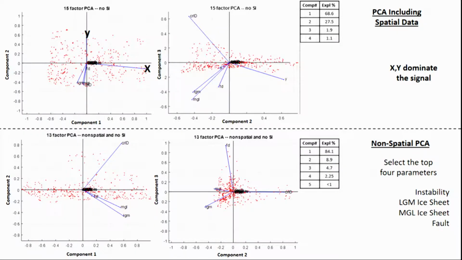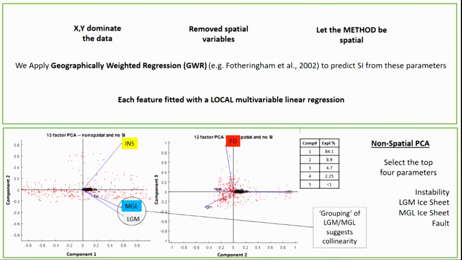We wanted to reduce the data because we had extracted some 17 parameters. So we did a principal component analysis. We noticed that the x and y, which are spatial components, dominated the signal. And that was kind of a problem. So we wanted to use a spatial method, and we wanted to remove those spatial variables from our data because they dominated so much of the variance. And so what we came up with was let's go ahead and take that x, y out of our parameters, and let's let the method be spatial. So we picked geographically weighted regression, which fits each feature with a local model.